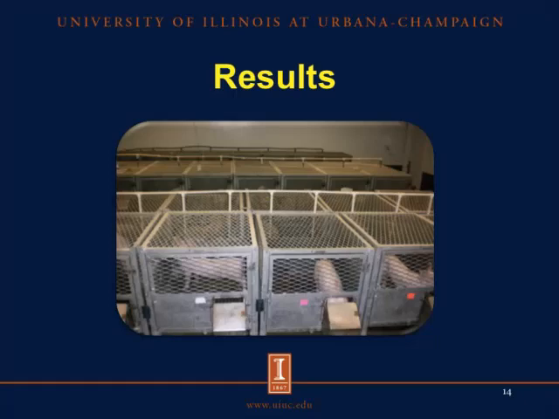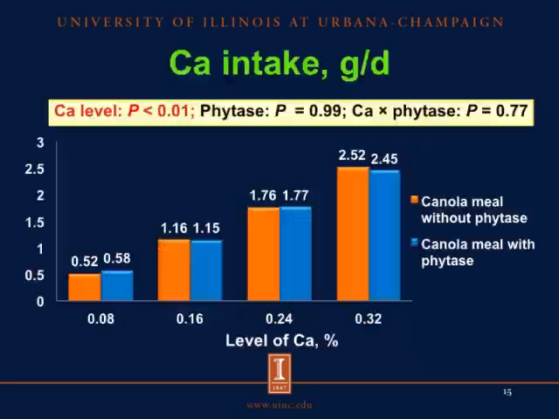Now let's move into the results. First, let me set up the slide. In the x-axis, we have the level of calcium expressed as percentage. We have the 4 levels of calcium under the requirement, and these are 0.08, 0.16, 0.24, and 0.32. In the y-axis, we have the calcium intake in grams per day.